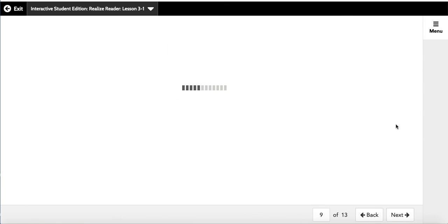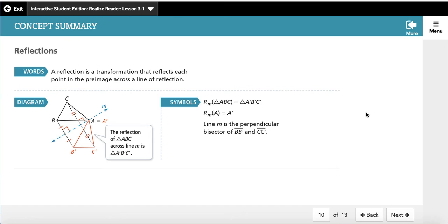The next page. Oh, this was the last part of the lesson. So here's a review of the whole lesson. Reflections. Reflection is a transformation that reflects each point in the pre-image across a line of reflection. And we had the diagram of a reflection. Remember the perpendicular bisector. Then we had the symbols with the capital R's to show reflection about line M. There's a review of the lesson.